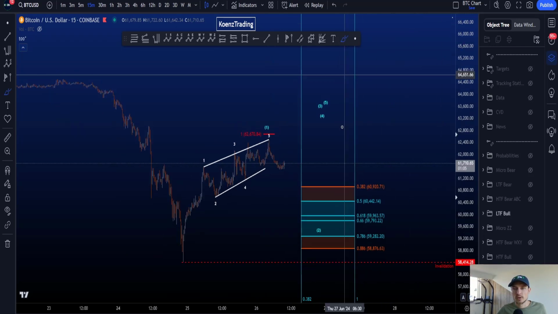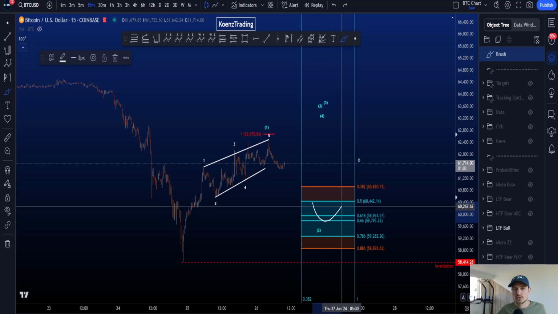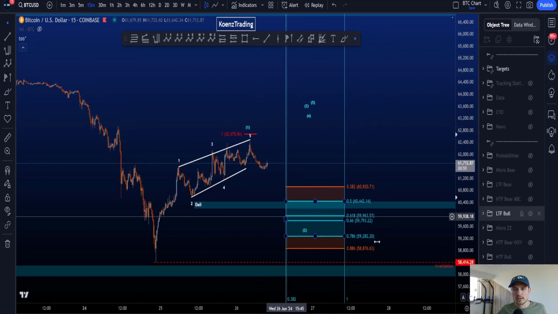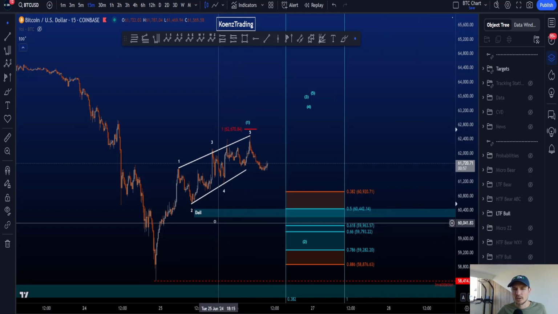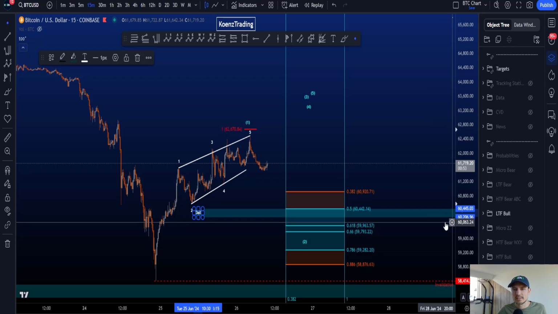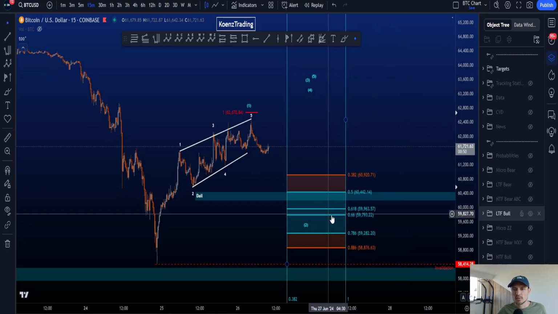After wave 2, we want to see some proof of support and strong continuation to the upside. In this target area, I have pretty much one area of additional support, which is the blue box here between 60.2k and 60.4k. Of course, the golden pocket is also always an interesting level, but there's not too much additional support around that area.